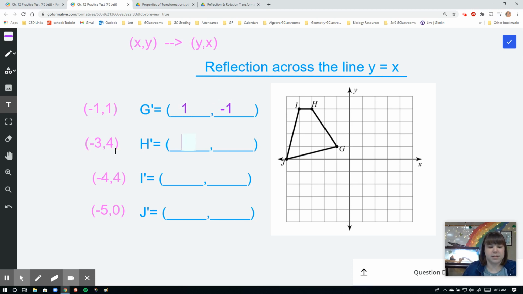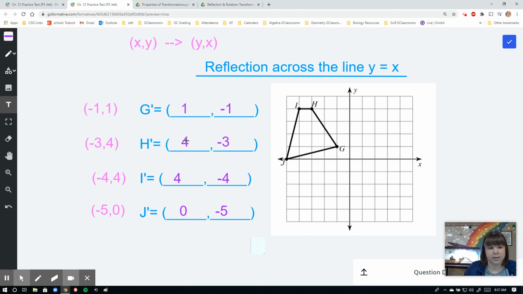For H prime, instead of -3, 4, it's going to be 4, -3. For I prime, instead of -4, 4, it's going to be 4, -4. Last one for J prime, instead of -5, 0, it's going to be 0, -5.